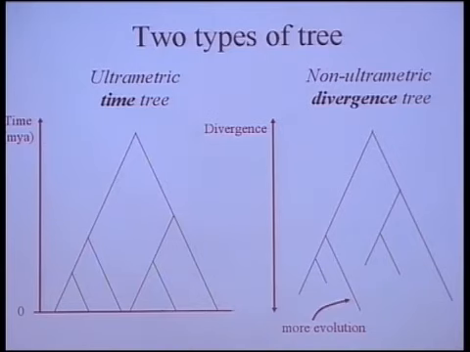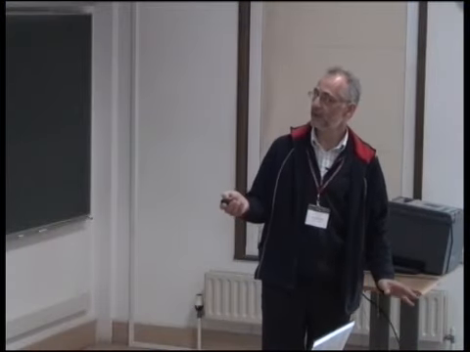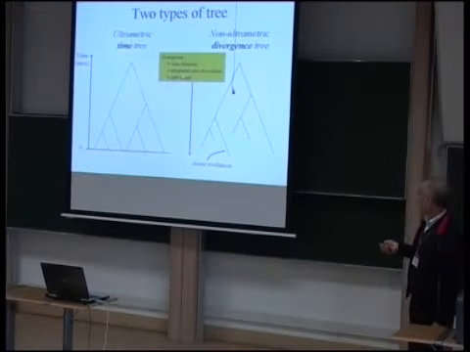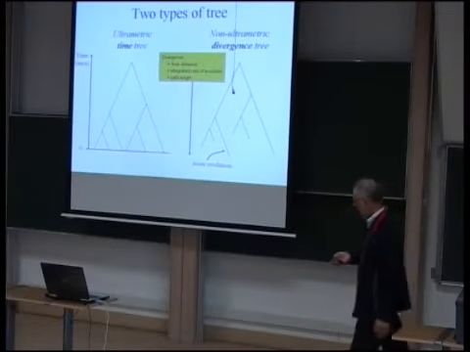Now I want to make a key distinction between divergence and distance. In our language, the two are different things. What we mean by divergence is true distance. If we were able to somehow see the truth, this is what we would see: the true distance that is uncluttered by noise and other effects. It's actually the integrated rate of evolution along a branch. And of course, we can't ever see that unless we're actually watching evolution take place in front of our eyes. So we never actually see divergences. We only ever see distances, which are measurements of them. Another term that's used here is path length.